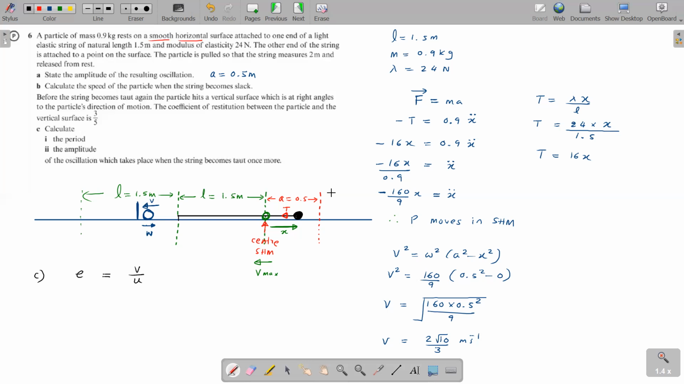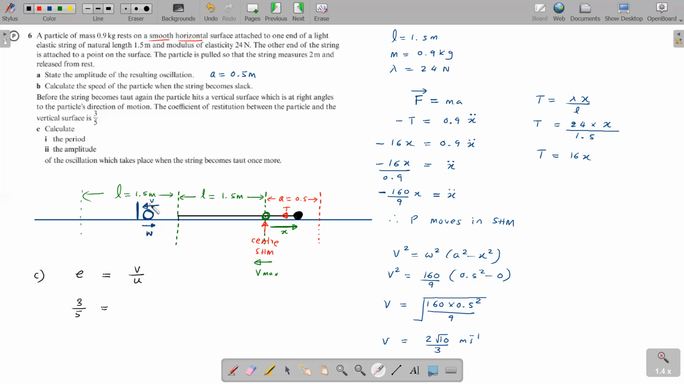The speed just before hitting the wall is u, and v is the speed just after hitting the wall. So e is 3 over 5. What is v? The speed after rebounding from the wall. Remember, v is final, u is initial. So over here, what's the final speed? Is it V or W according to what I marked? v is the speed that is after. So what's the after speed here?